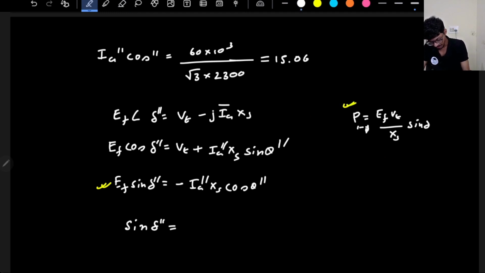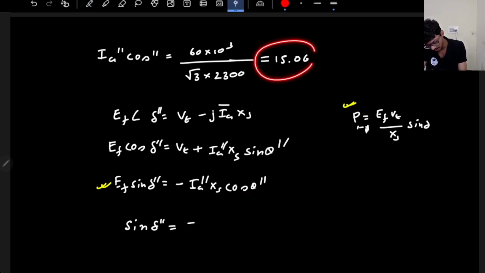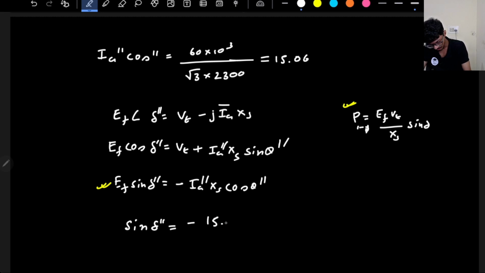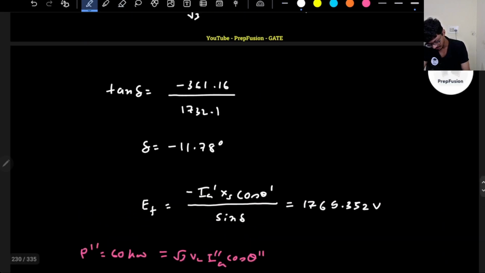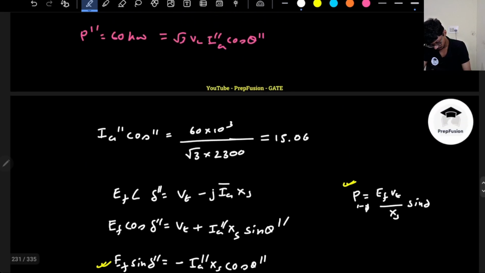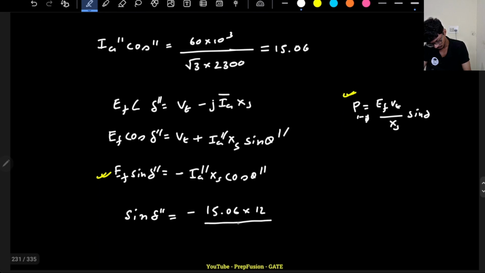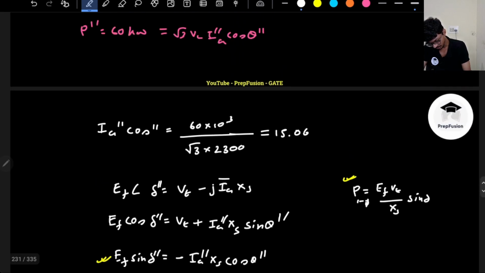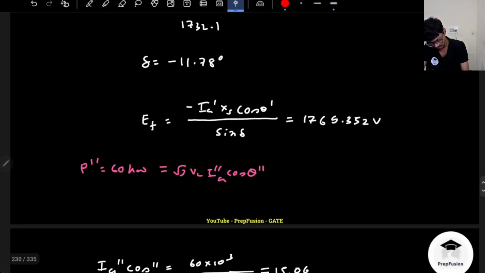Sin delta double dash will be minus of IA double dash cos theta double dash, I know it is 15.06. So it will be minus 15.06. XS, I know what is the value of XS. It is 12, right? XS is 12 basically. Divided by EF. So EF, we already know the EF value. Excitation will be constant, that is 1769.